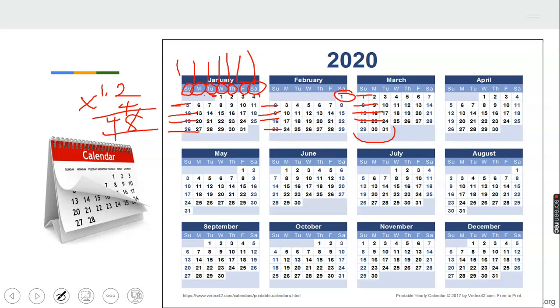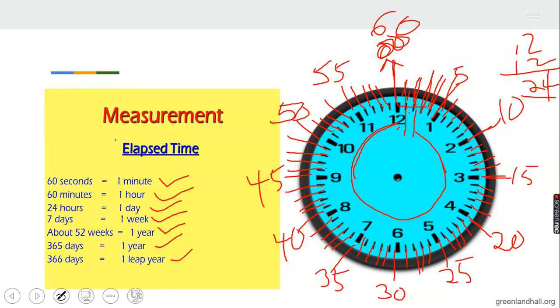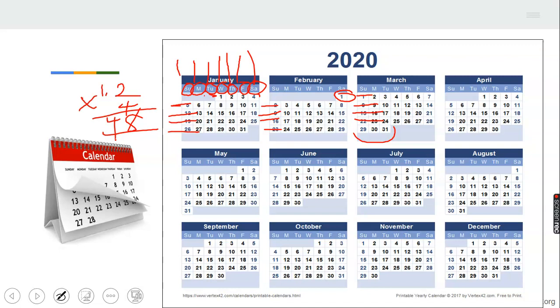But that is not what I said just now in this time measurement. In this time measurement, we say about 52 weeks make 1 year. Okay? Why is it that 52 is different from 48? You know, I also mentioned that apart from the 4 weeks, sometimes a month has an extra 2 or 3 days.